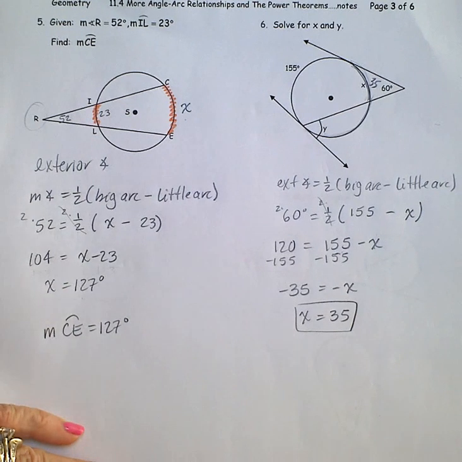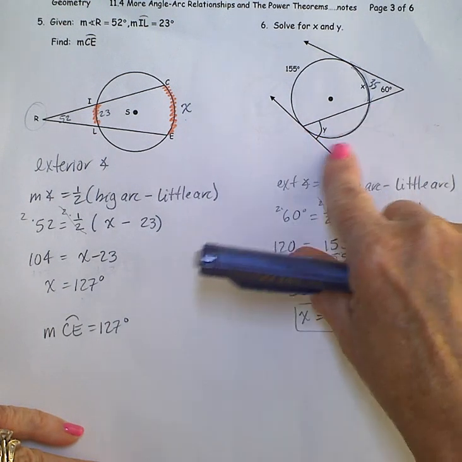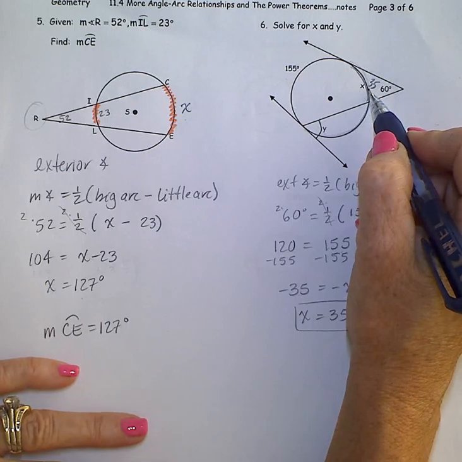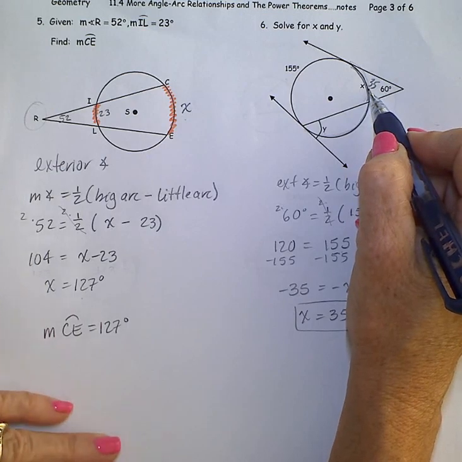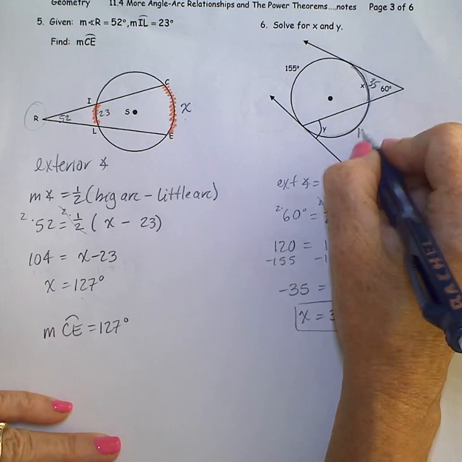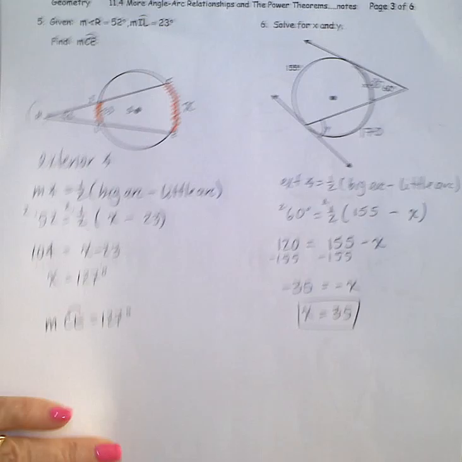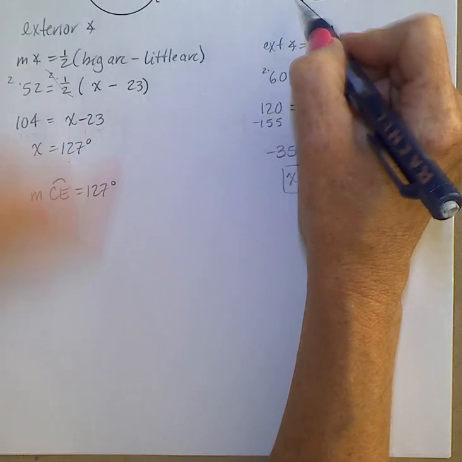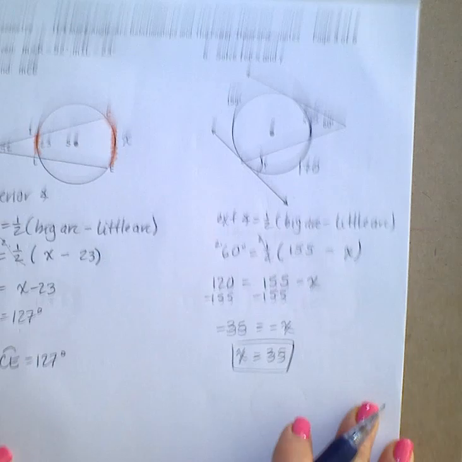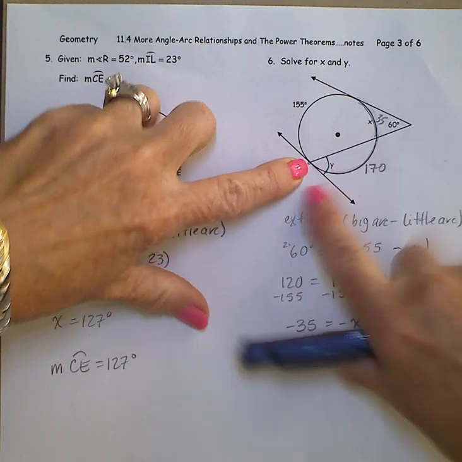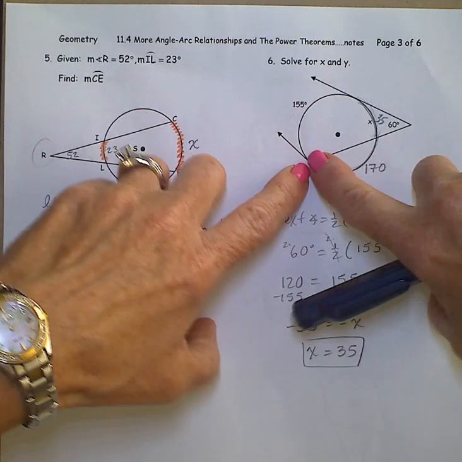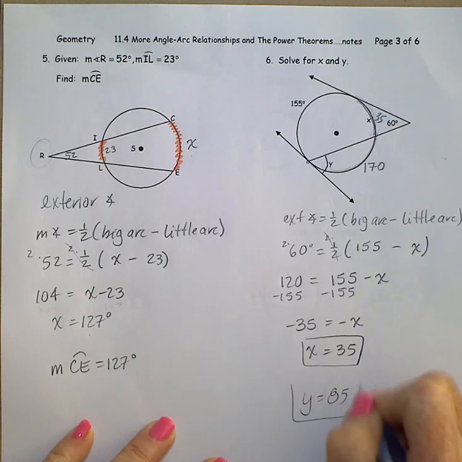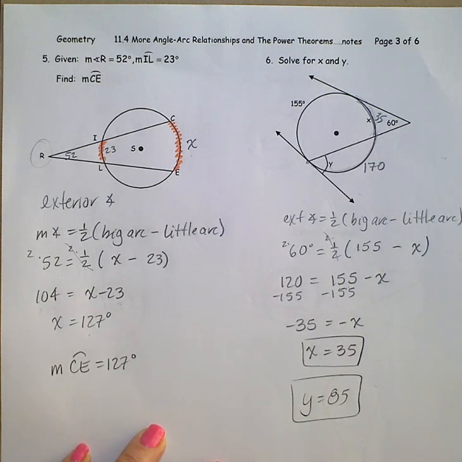Once x is 35, now can you figure out what this leftover arc is down here? Sure. 155 and 35 is 190. 360 minus 190. I'm going to help you out here. It's 170. Now you can tell me what y is. Inscribed angle, vertex on the circle, so half of its arc. Again, angle y, inscribed angle. Vertex is on the circle, so half of its arc, half of 170, 85. Are we good to go?